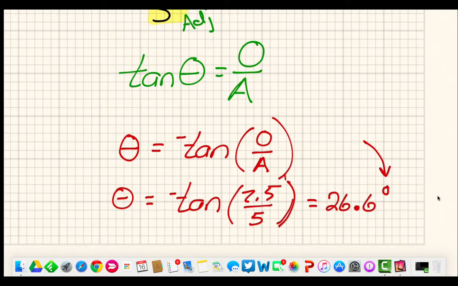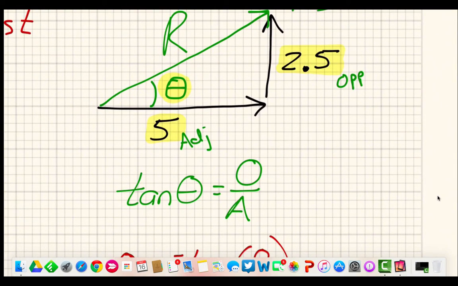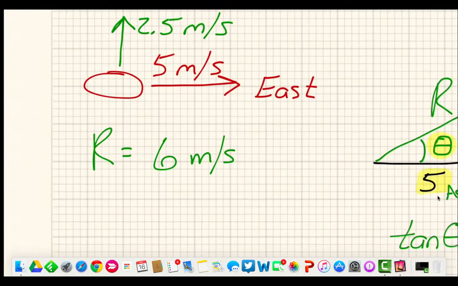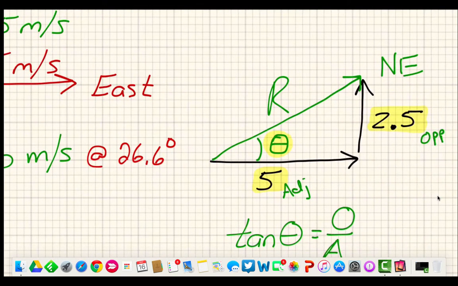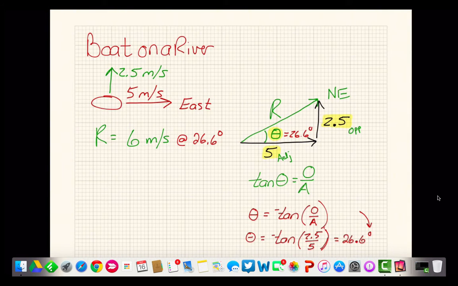So 26.6 degrees. So our resultant is 6 meters per second at 26.6 degrees. And we can write that even in here as 26.6 degrees. And that is something that's going to become very important for us. Now, this was part of A, and it was something that needed to be included. Part B is unaffected by this angle, but part C requires this angle to be completed.